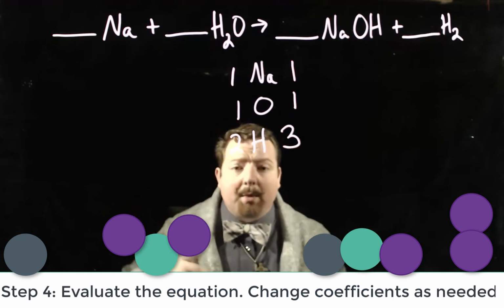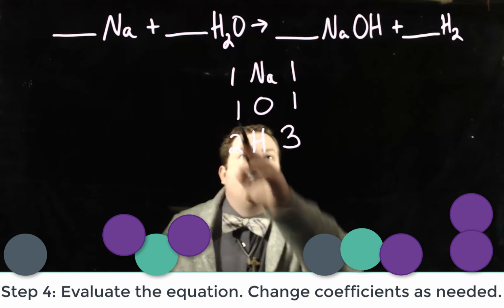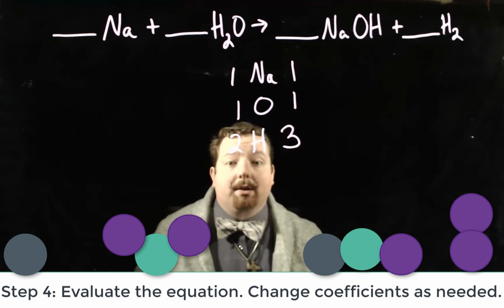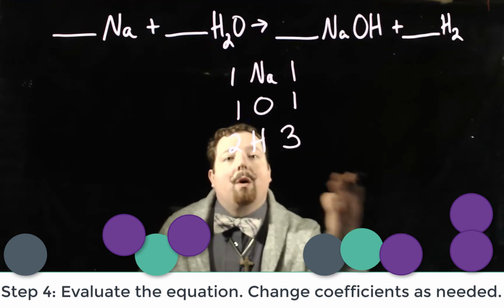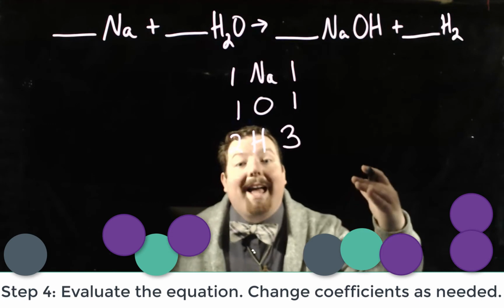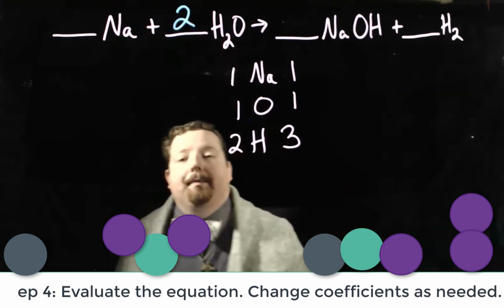Step number 4 is to evaluate which one of our elements is not balanced. Right now we have 1 and 1 Na, 1 and 1 O, but then 2 and 3 H's. You'll notice we need more H's on the left side. In order to do that, we have to add an H2O. So instead of 1, we'll put 2 here.